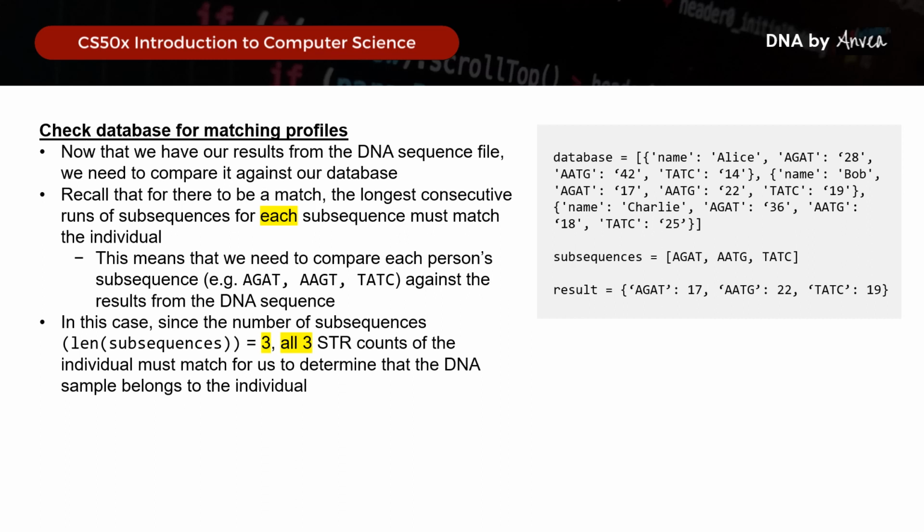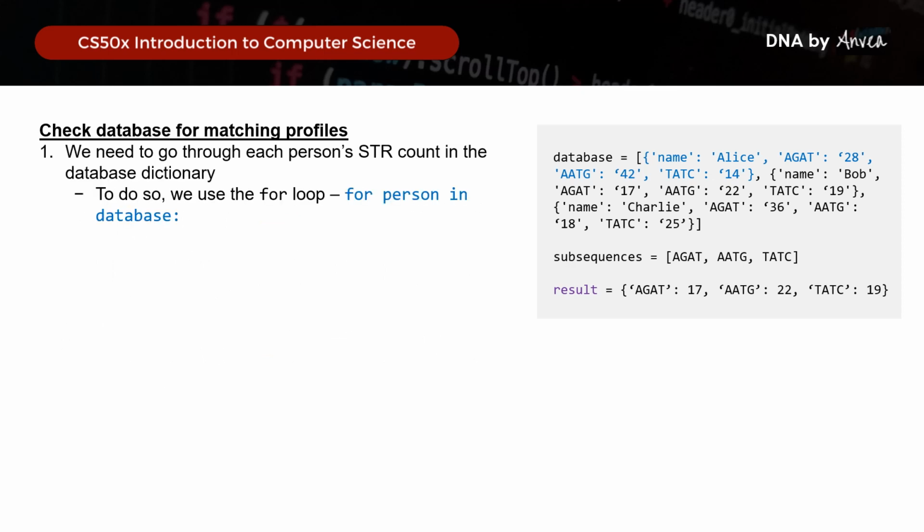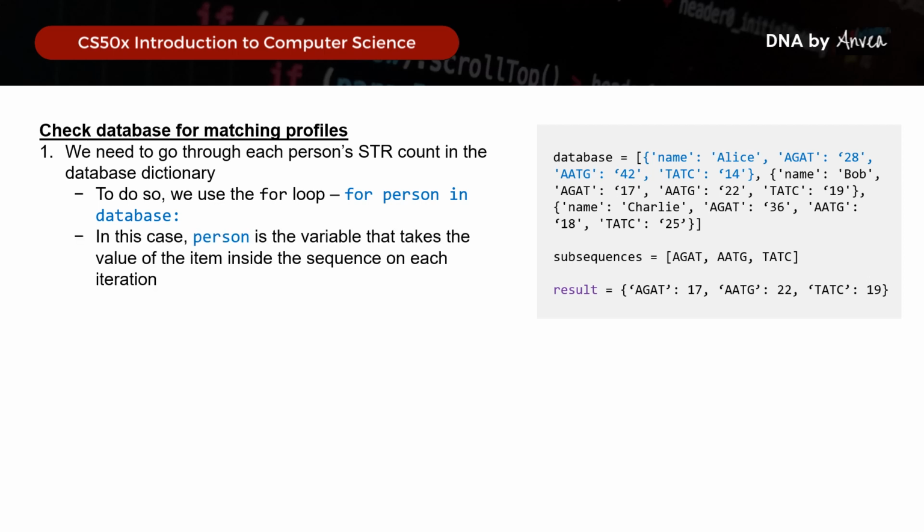In this case, since the number of subsequences that we have is 3, all 3 STR counts of the individual must match for us to determine that the DNA sample belongs to that person. So first we need to go through each person's STR count in the database. To do so, we will use a for loop to go through each person. So we'll say for person in database.